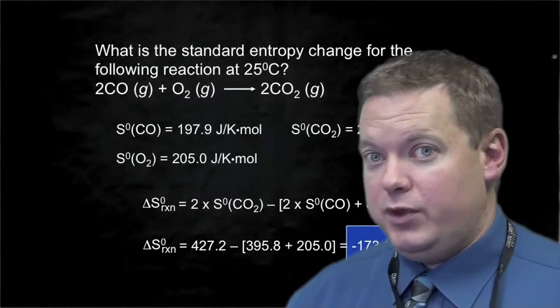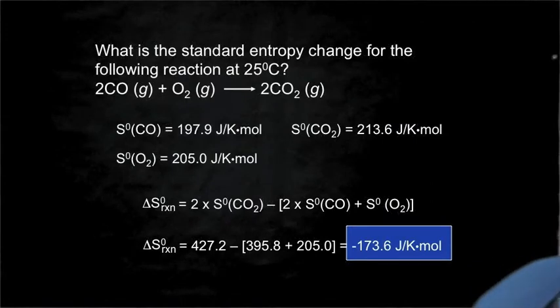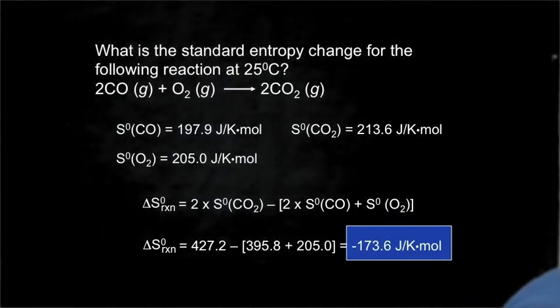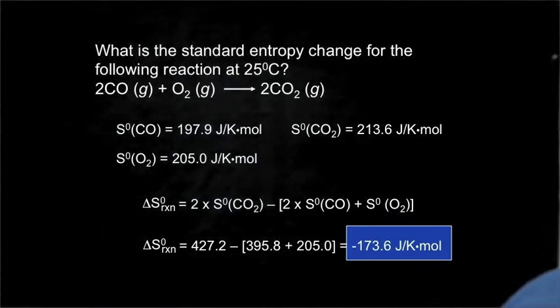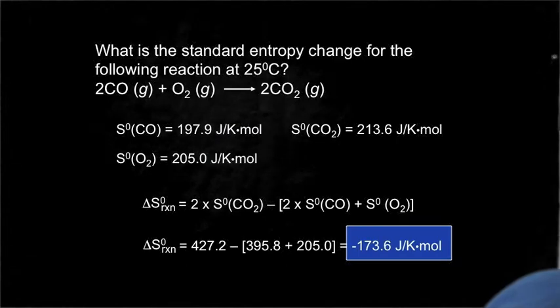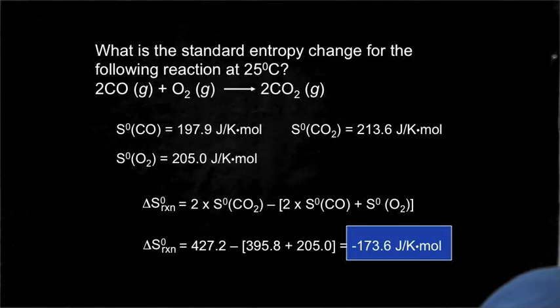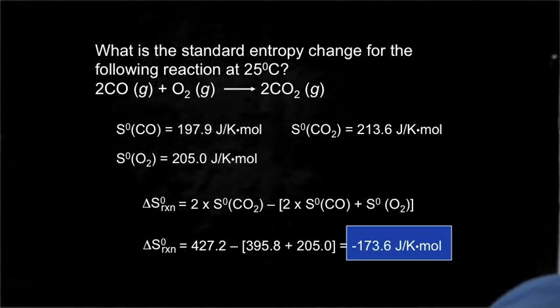Again, there are no values that are 0, so each of these will have a value, and we can see doing it here that we take 2 times the entropy of carbon dioxide, which gives us 427.2, minus 2 times the entropy of carbon monoxide, or 395.8, plus the oxygen, which is 205, gives us a total entropy change of negative 173.6 joules per K.